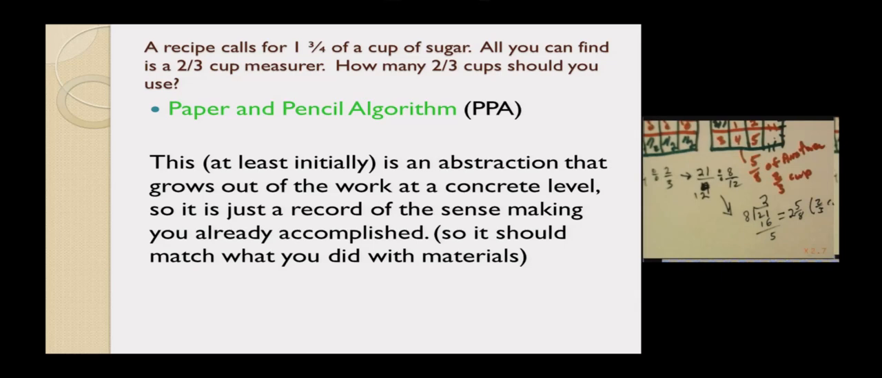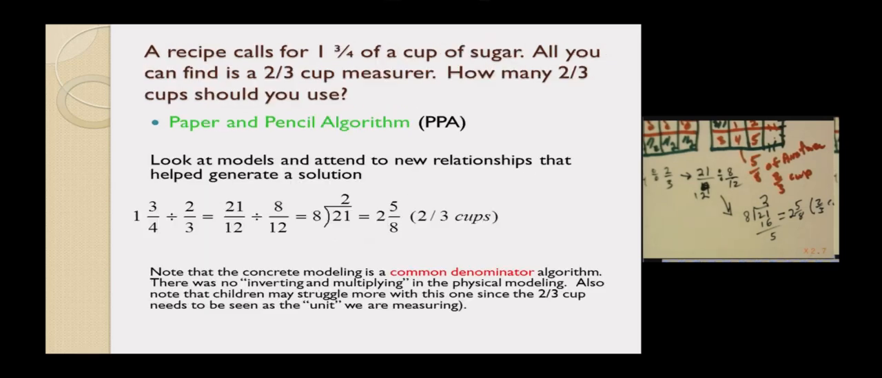Again, the paper and pencil algorithm should come very late. It's not something that happens early. It should only grow out of what you've already done at a very concrete level. And so if you look at what that algorithm looks like here, that looks pretty much like what I had on the paper. Again, this is a common denominator algorithm. There was no inverting and multiplying happening. What we did here fits how it grew out of the materials. And again, the unit is 2/3 cup, so those are not 12ths at the end, because a 1/3 cup is 8 pieces. So that's why we're doing 5/8.